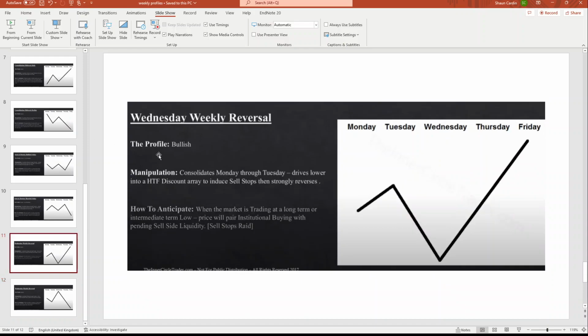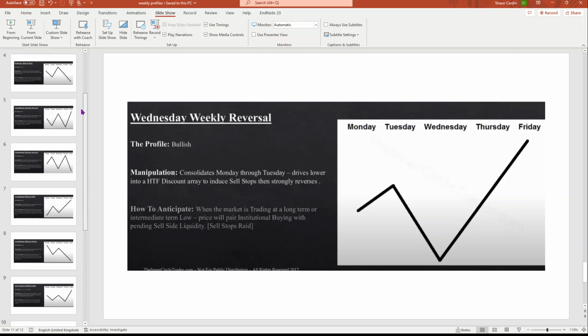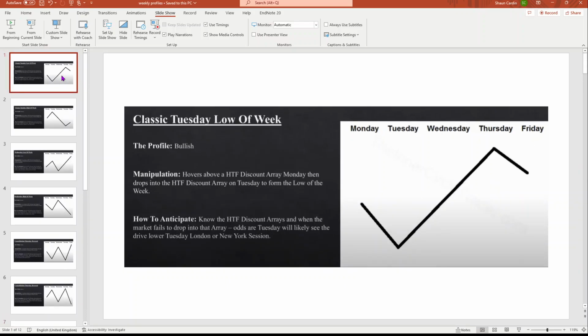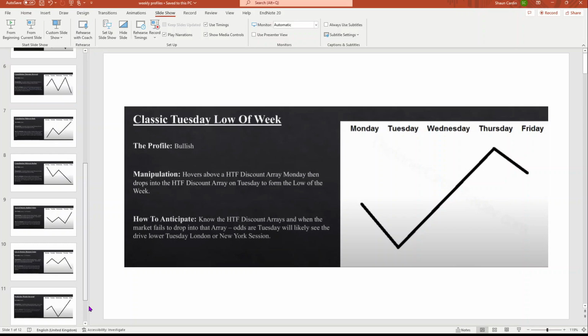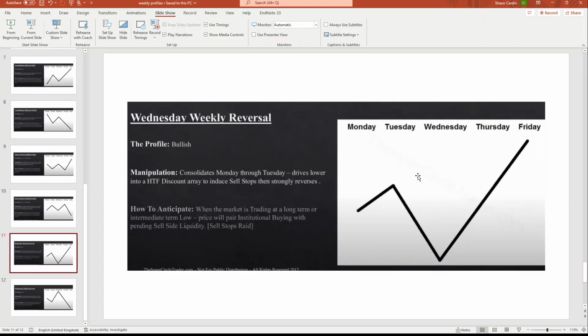Okay, so I think it's either going to be this one, which is Wednesday low of week, or it's just going to be a classic one. How to anticipate: know the high time frame discount arrays, and when the market fails to drop into that array, odds are Tuesday will likely see the drive lower on Tuesday, London or New York session. And then I'll compare it to this one and see the difference. Because this could be, due to the fact that we ran up right into Friday, it's possible that this might be this profile just nudged over to Tuesday.